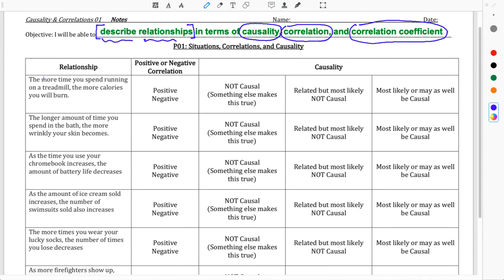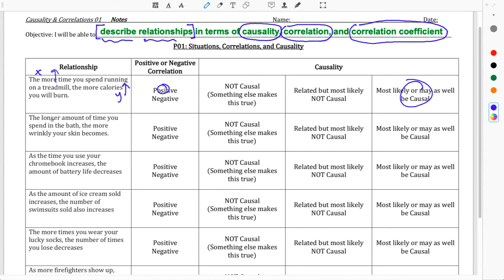So this first statement says, the more time you spend running on a treadmill, the more calories you burn. So the more time, the more calories burned. This is a positive relationship. As x increases, y increases. The question is, does running on a treadmill cause calories to be burned? Yes, so it's most likely causal. This x increase causes the y increase.